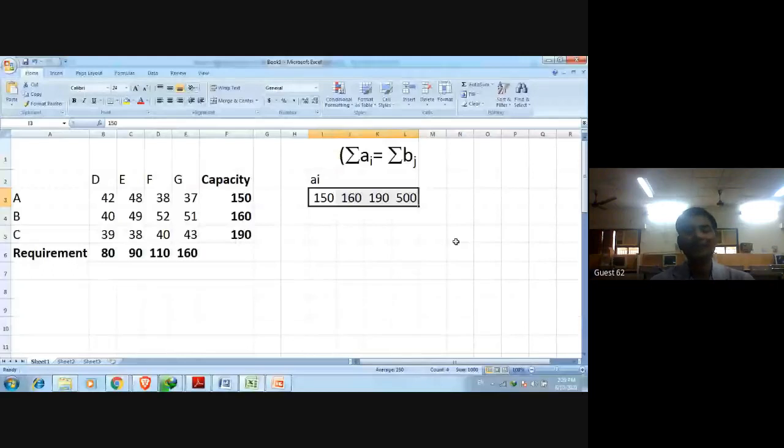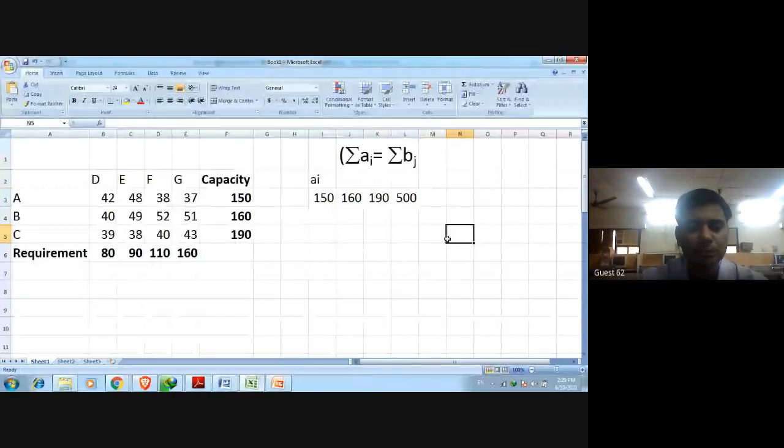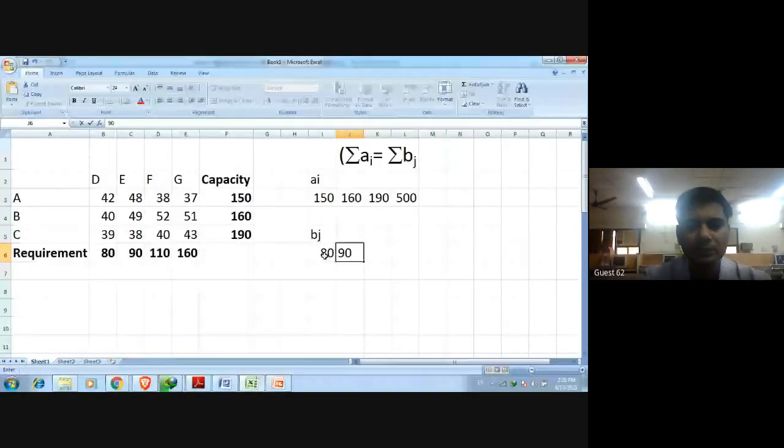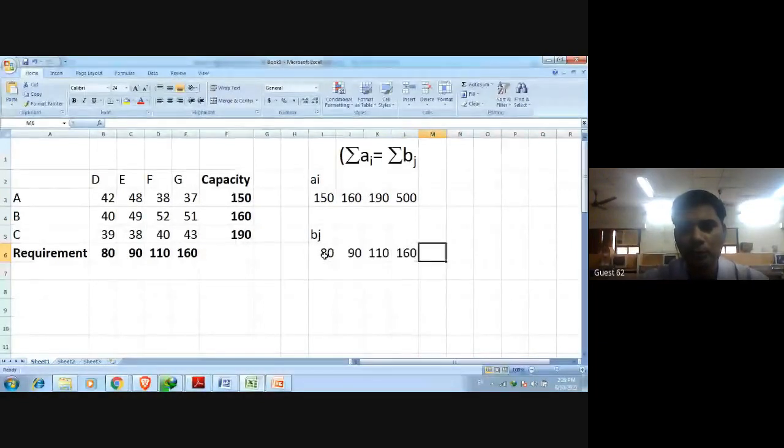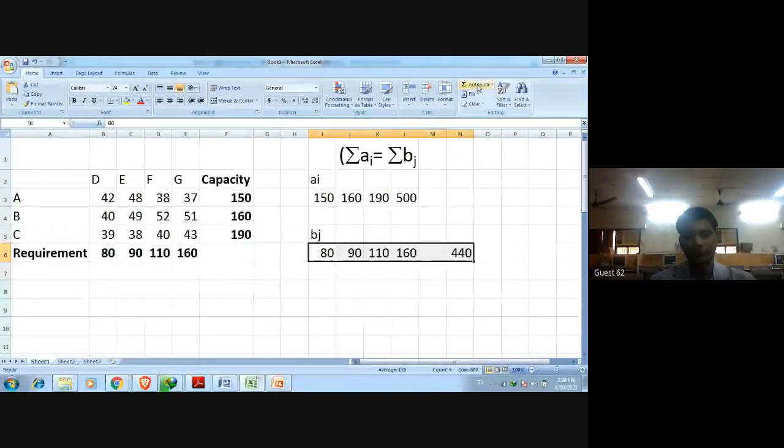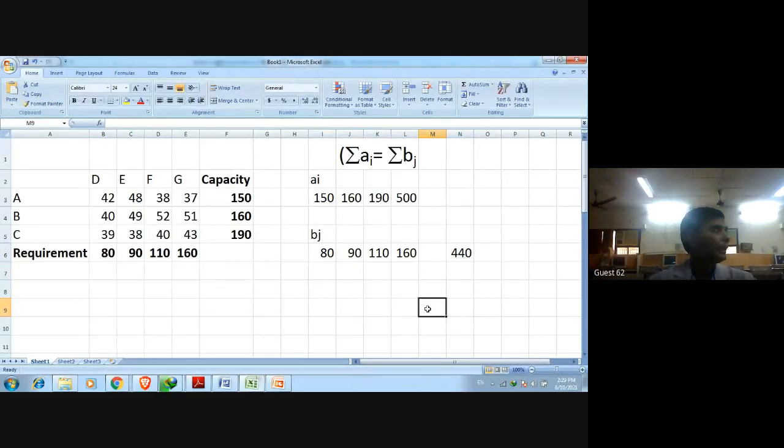Again, let's check the requirement of different warehouses, meaning BJ. So let's check BJ. 80, 90, 110 and 160. Okay. So let's do auto sum for all these requirements. How much? 440. Okay. The requirement is 440 units and the capacity is 500 units. So here we are looking that the capacity is not equal to the requirement. Okay. So what do we have to do?